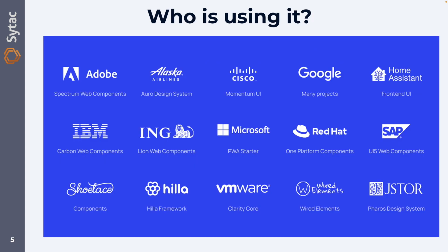Who is using it? As of course, you can see here, ING, using Lion Web Components. They have their own registry of components, as you do in NPM. Of course, you can see the big players here: Google, SAP, Adobe, IBM, Microsoft. So you can see that it's getting a lot of attention.